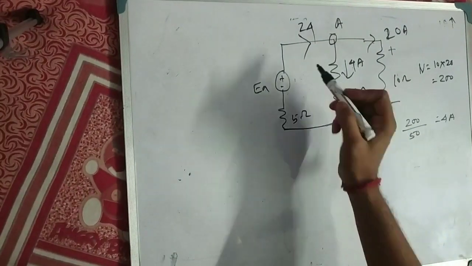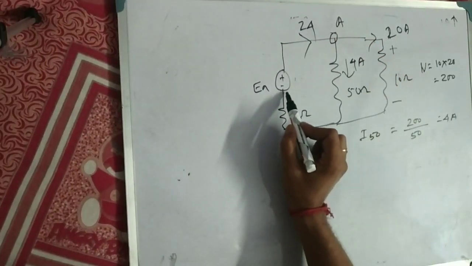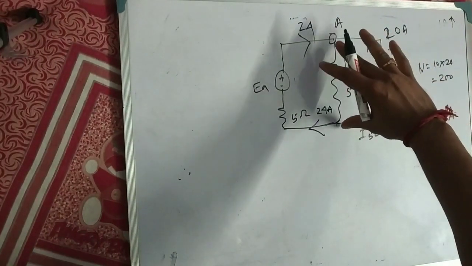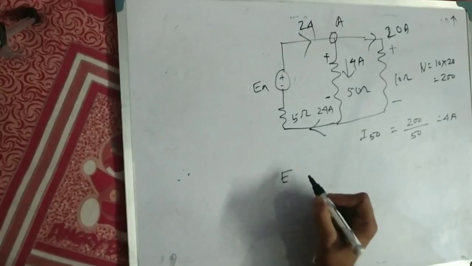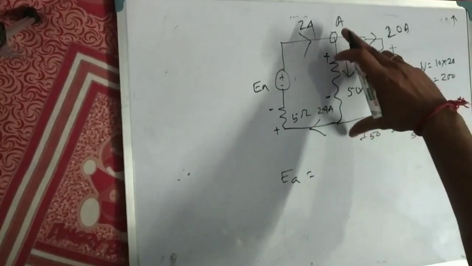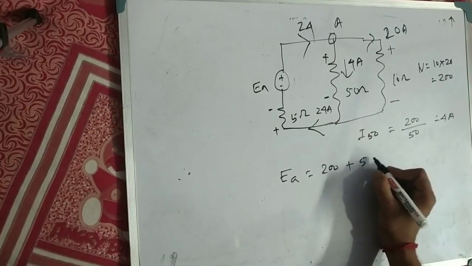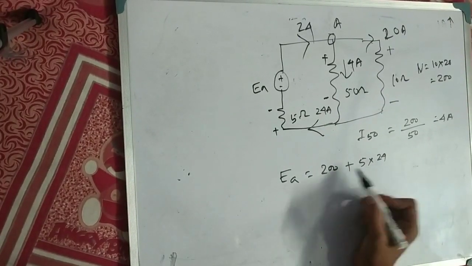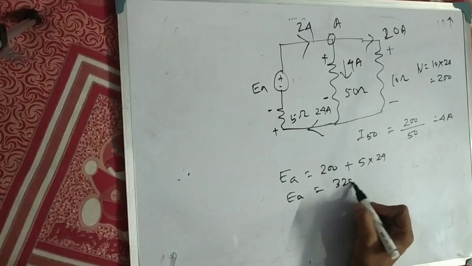Now we will apply KVL. This 24 ampere current is also flowing through EA. So the current must go back to its negative terminal. So here also the current will be 24 ampere. Now we will apply KVL. Here voltage 50, plus minus, apply EA, current will be in this direction, plus minus. EA equals how much? Here voltage 200 plus the current is flowing through this 5 into 24. 5 into 24 means 120. So EA will be 320.